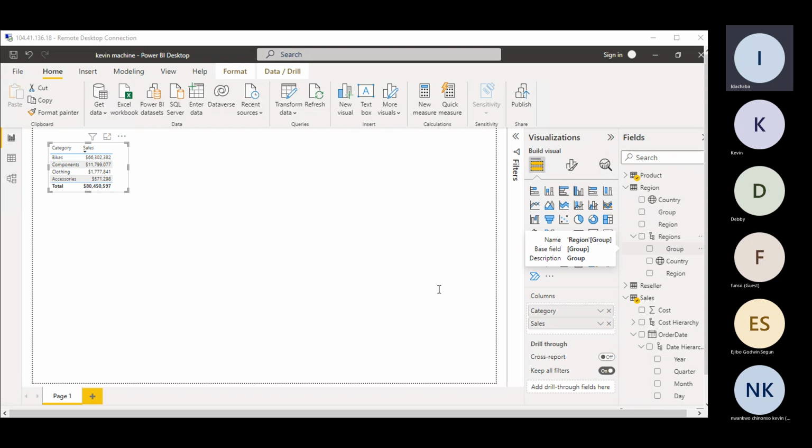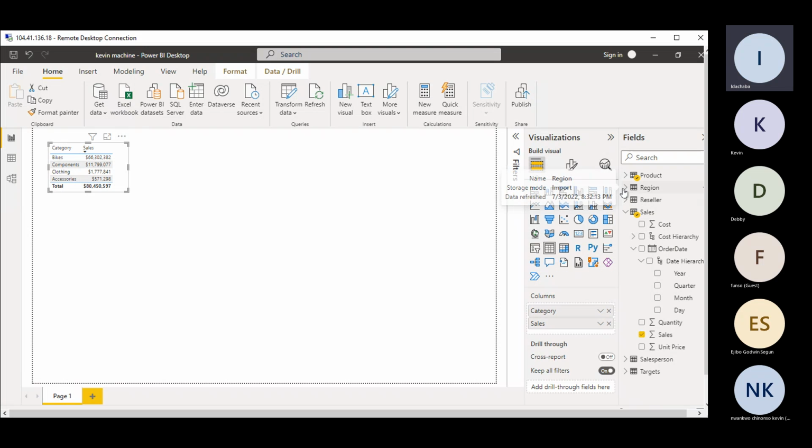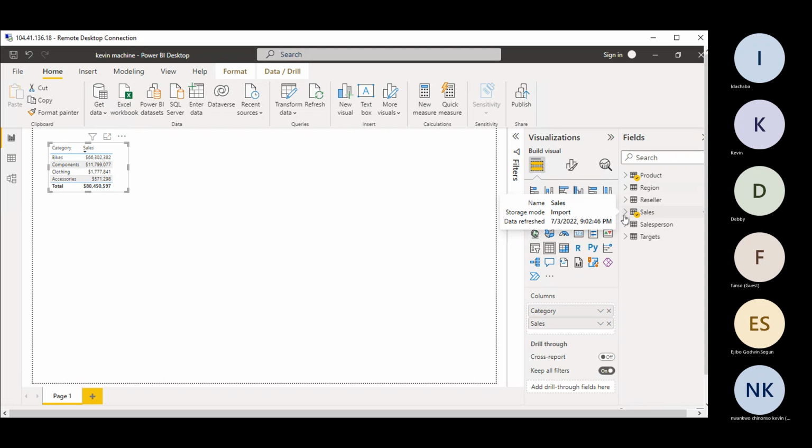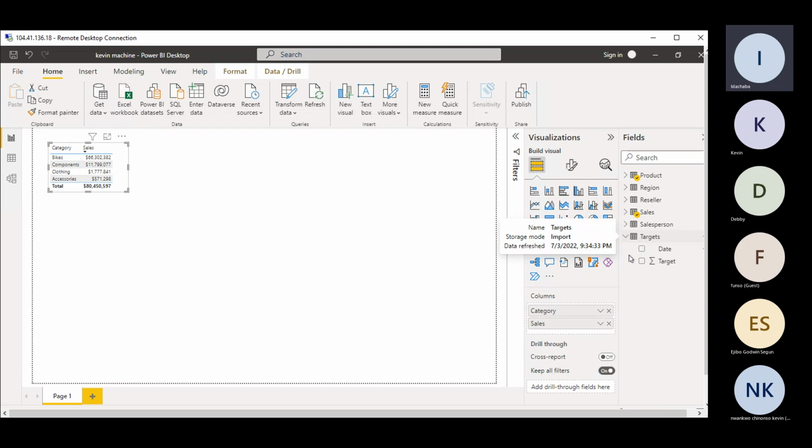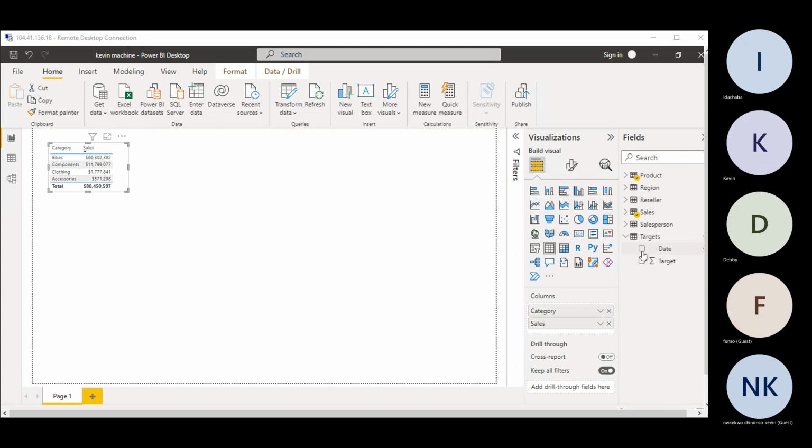Okay, let's look at target. Inside our target, there's a target month field that delivers a similar hierarchy. So let's go to target. Look at our target. Do we have a hierarchy here? I don't think so. There's no hierarchy here.